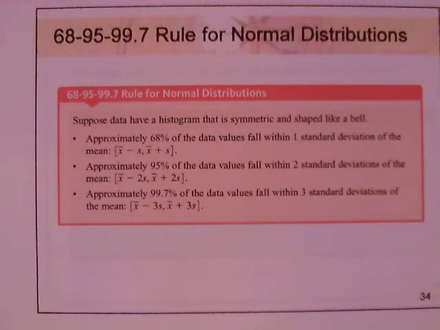And then approximately 99.7% of the data values fall within three standard deviations of the mean. That means x bar minus 3s to x bar plus 3s. That's three standard deviations below and three standard deviations above the mean.